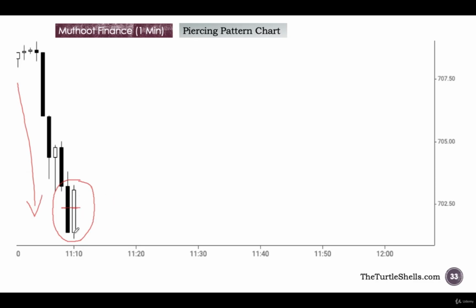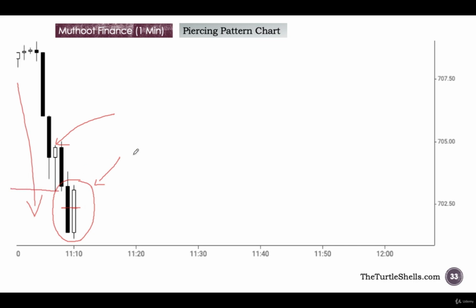And the opening of the candle, although it is not below the low of the close of the black real body, we can still consider this as a variation of a piercing pattern. So this is not a perfect piercing pattern. This is a normal piercing pattern which is coming after a strong downtrend. Now, this is a 1 minute chart. Look at this candle. What is this? That's a hammer.